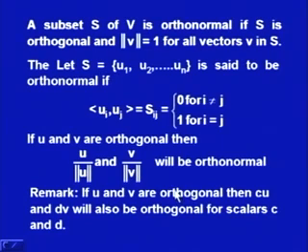If u and v are orthogonal, then cu and dv will also be orthogonal for scalars c and d. This can be easily proved, because if the inner product of u and v is 0, then the inner product of cu comma v is also 0, and the inner product of cu comma dv will also be 0. So, this is what we have.